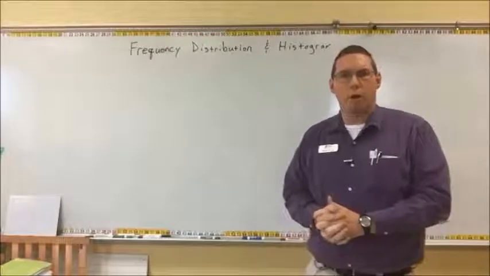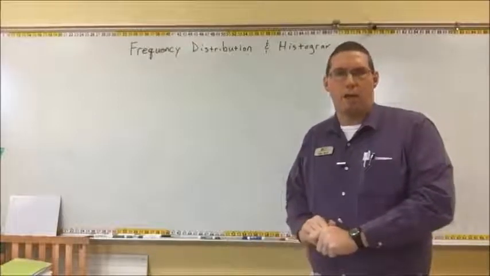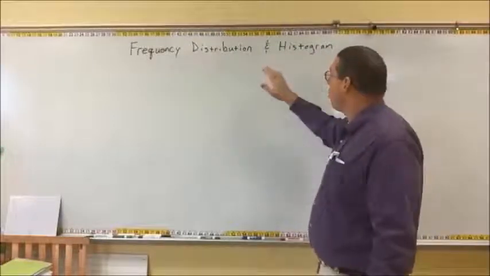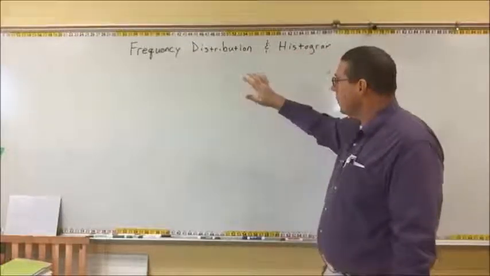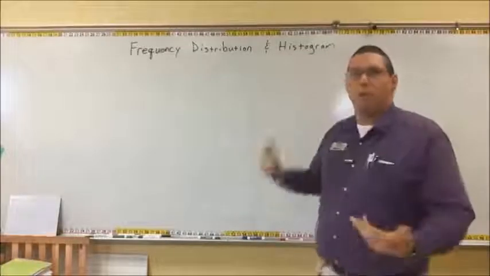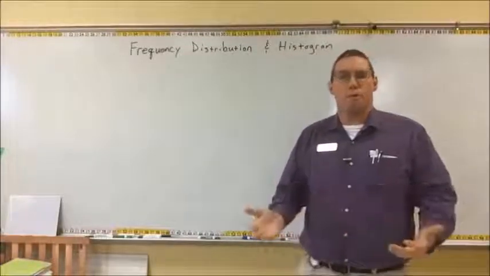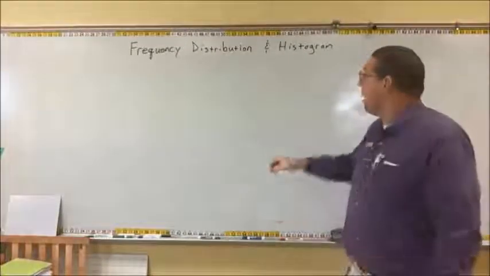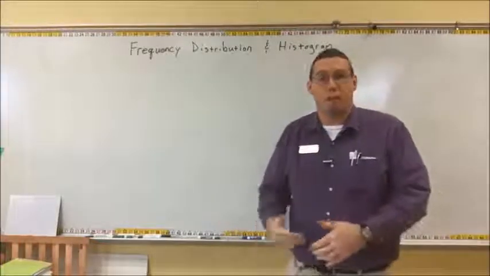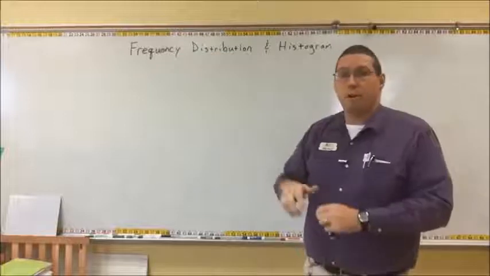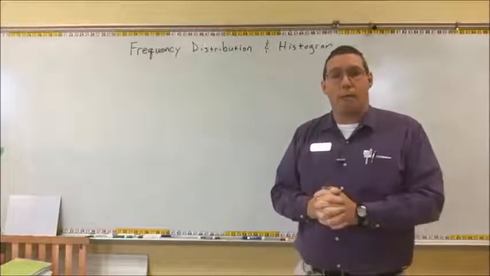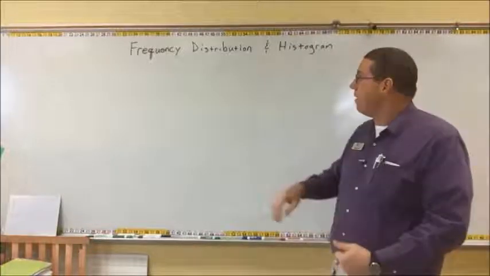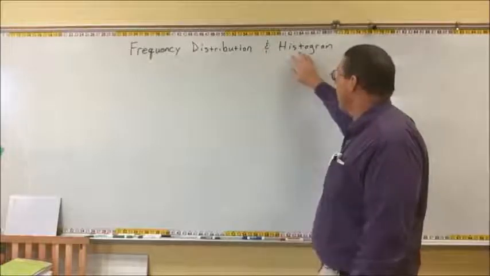Now, one way you can organize data, a very simple way, is by creating a frequency distribution or creating a histogram. Now, a frequency distribution and a histogram are basically the same thing, they're just represented differently. A frequency distribution is a table, basically, and a histogram is a graphical representation of a frequency distribution. So what I'm going to do right now is show you a data set, and we are going to create a frequency distribution and a histogram.